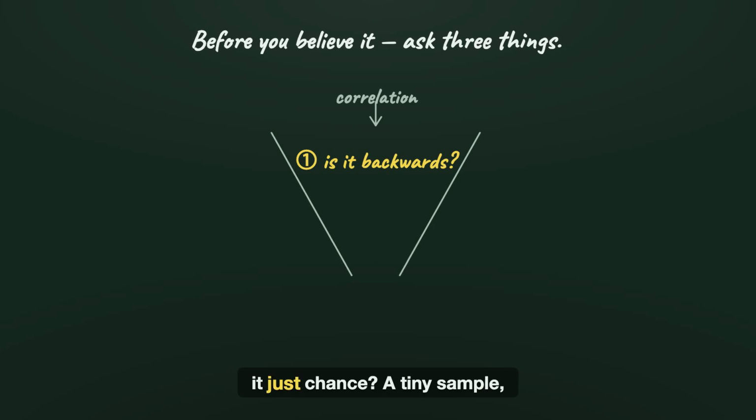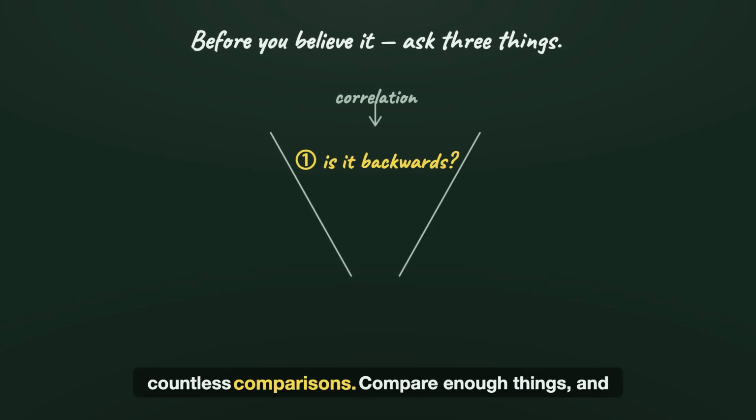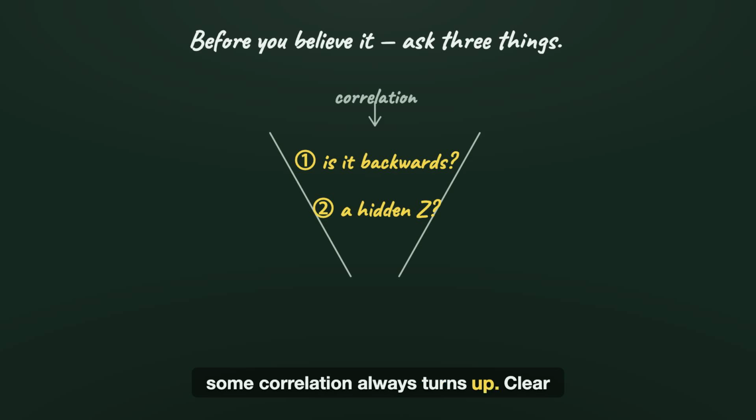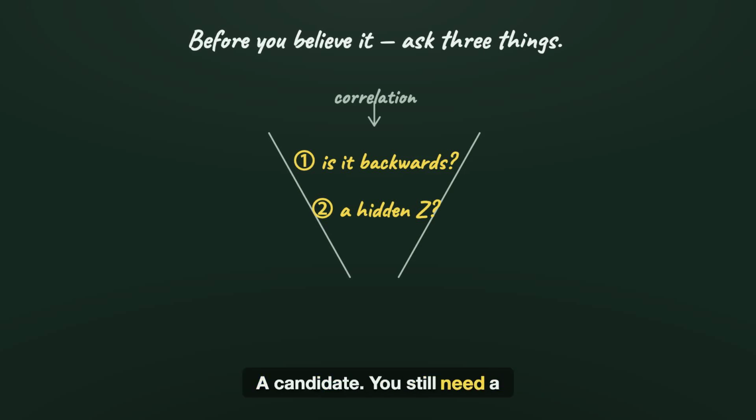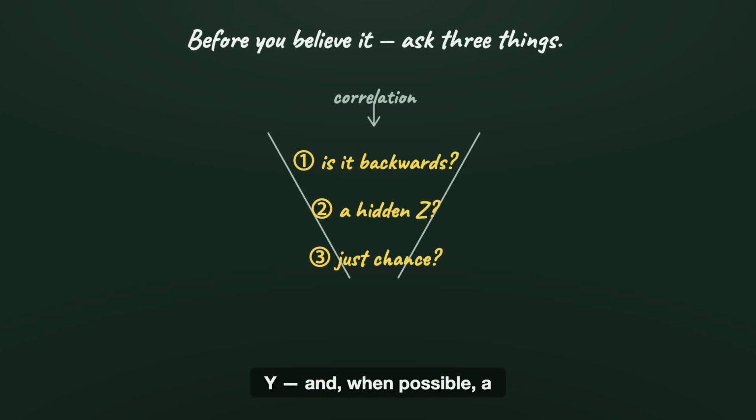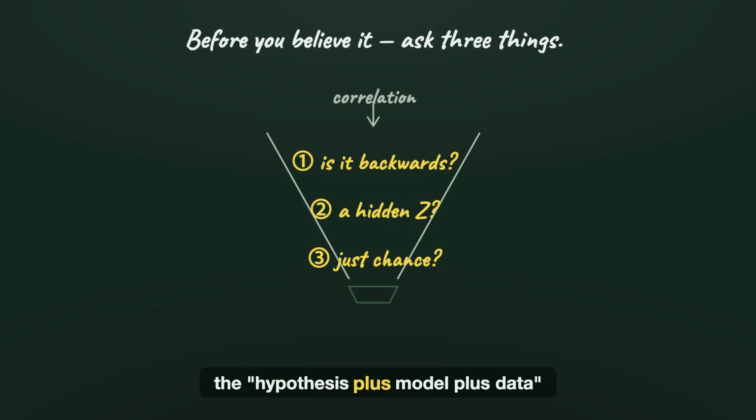3. Is it just chance? A tiny sample or one lucky match out of countless comparisons. Compare enough things, and some correlation always turns up. Clear all 3 gates, and only then do you have a causation candidate. A candidate. You still need a mechanism, why X would cause Y, and when possible a controlled test before you're near certain. And that's exactly what clicks into the hypothesis plus model plus data loop from earlier.